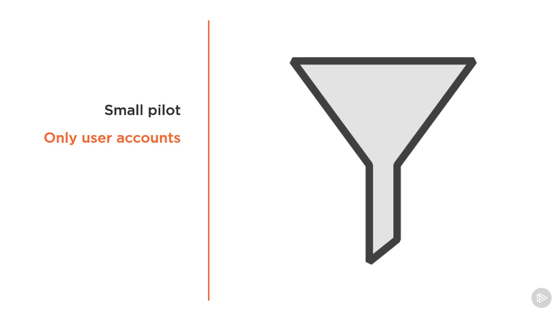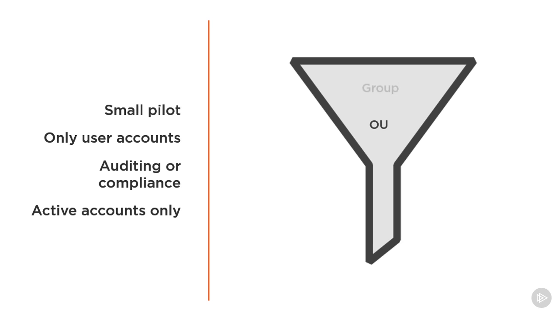We can specify we only want to sync user accounts. Remember, we don't want the service accounts, as an example. Our synchronization requirements may be based on auditing or compliance. We can specify we only want to bring in active accounts. We don't want to bring in any disabled accounts or any service accounts. We want to minimize the number of items being synchronized. And we can set up the filtering by OU, groups, domains, or attribute-based, or a combination of these.